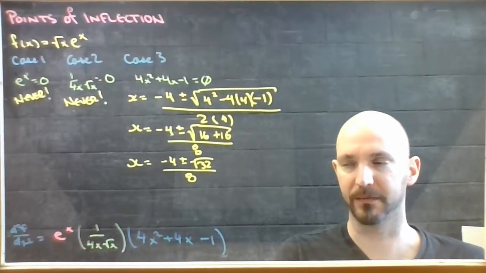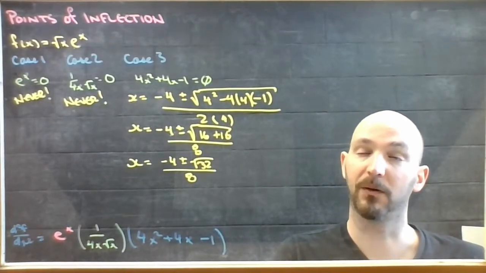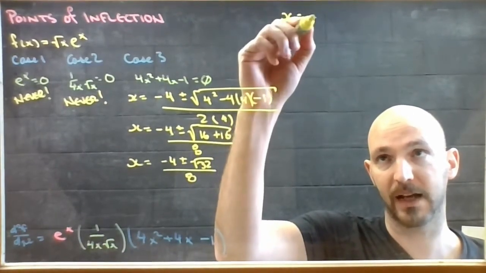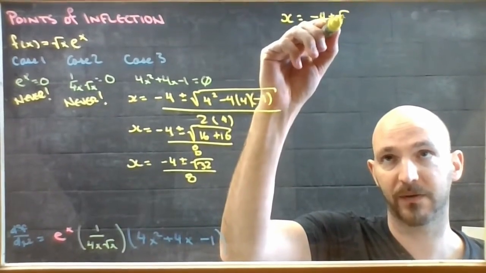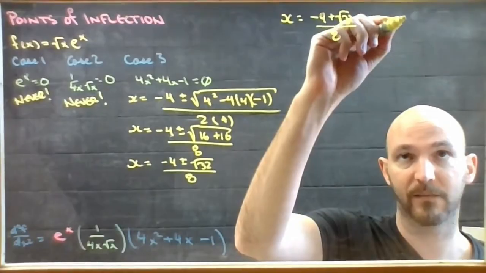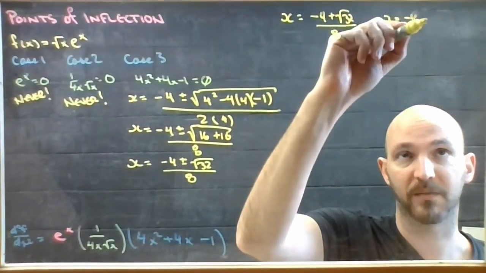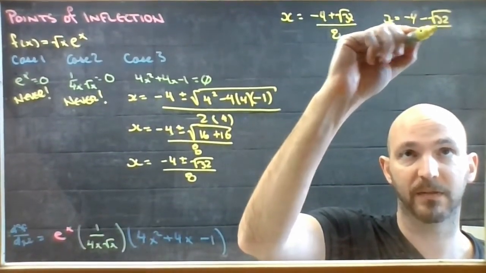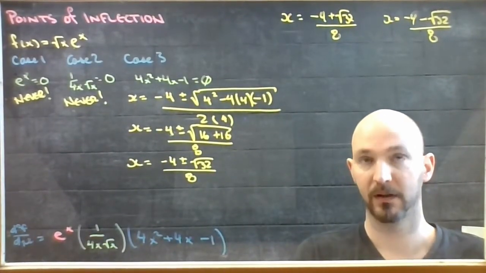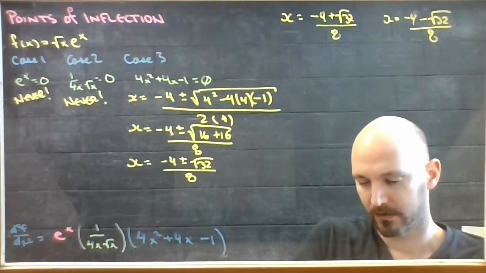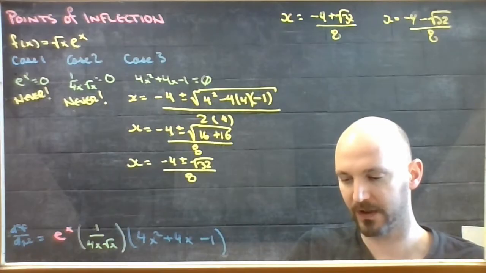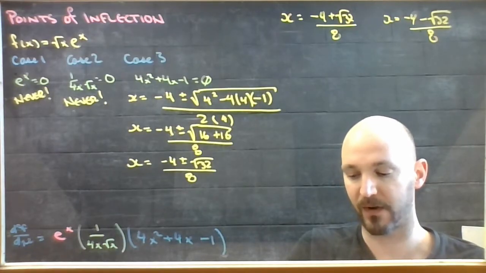Well, that's bothersome. Oh well, it's just calculator work. So x is either negative 4 plus the square root of 32 divided by 8, or x is negative 4 subtract the square root of 32 over 8. So I'm going to get my calculator out and work out those two values. Alright, so square root of 32 is around 5.66.